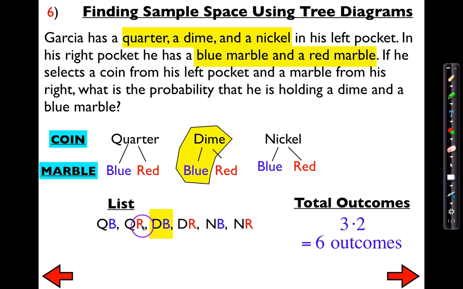But to answer the question, we can see that there is 1 out of 6 different ways, so my probability is 1/6.